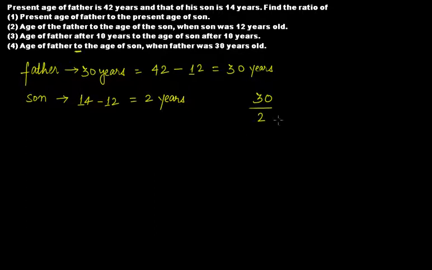30 to 2. Simplify it by finding the highest common factor. The highest common factor will be 2. In that case, if you divide 30 by 2, you'll get 15. And if you divide 2 by 2, you'll get 1. So the ratio is 15 to 1.